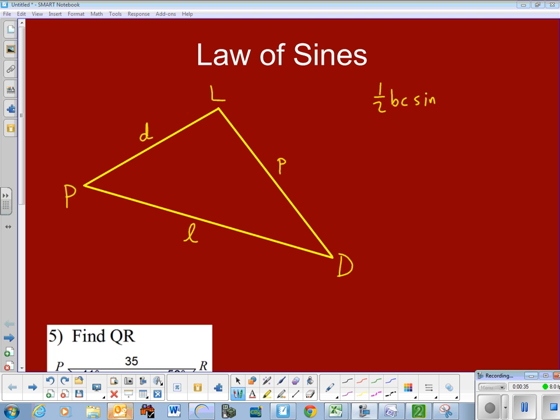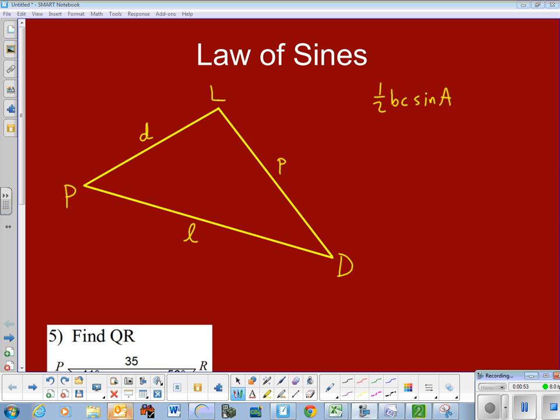If you remember when we talked about areas, we had the formula for the area that was 1/2 bc sine A. A, B, and C are just usually the letters we use, but as long as you have two sides and the included angle, then you can find the area. So we're going to use that fact to derive the law of sines. This one's pretty easy.